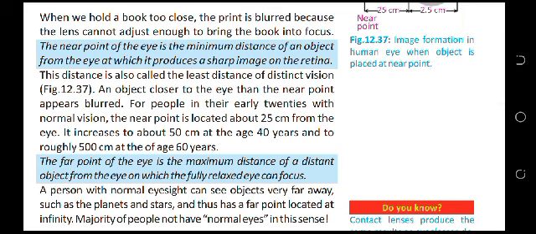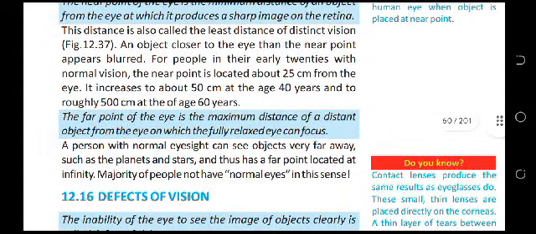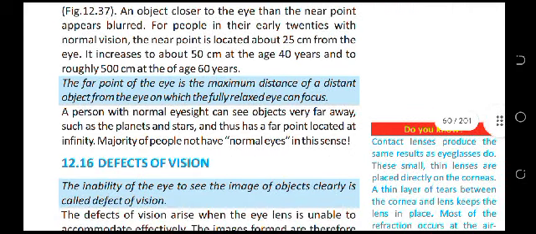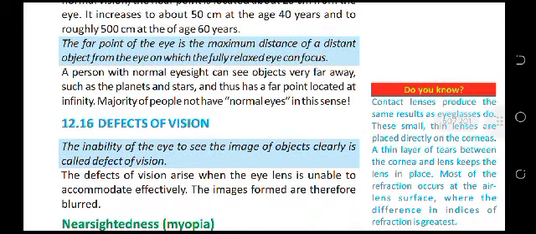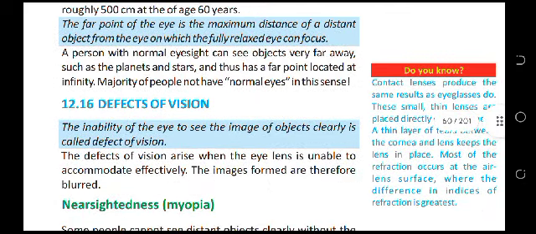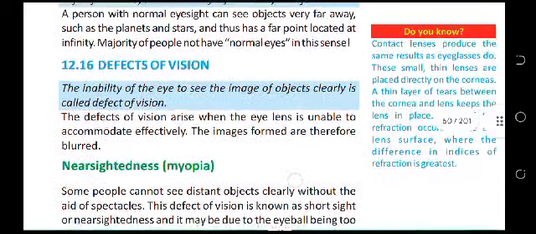The far point of the eye is the maximum distance of a distant object from the eye on which the fully relaxed eye can focus. A person with normal eyesight can see objects very far away, such as the planets and stars, and thus has a far point located at infinity. The majority of people do not have normal eyes. In this sense, there are defects of vision.